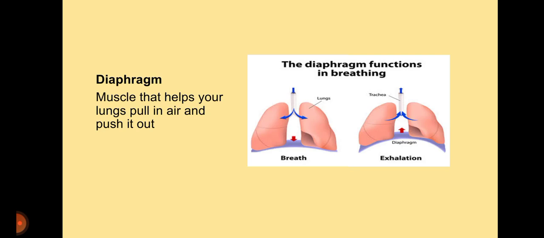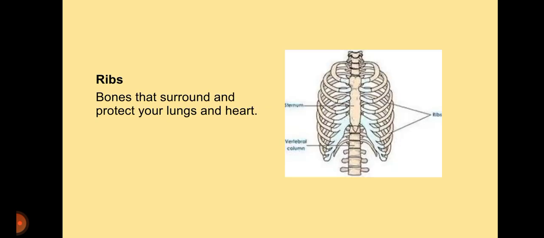Next, we also have the diaphragm, the muscle that helps your lungs pull in air and push it out. Upon inhalation, the diaphragm contracts and flattens and the chest cavity enlarges. This contraction creates a vacuum which pulls air into the lungs. Upon exhalation, the diaphragm relaxes and returns to its dome-like shape, and air is forced out of the lungs. So that's the function of the diaphragm.